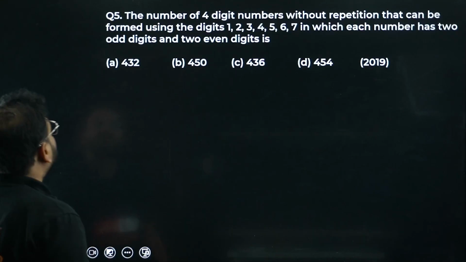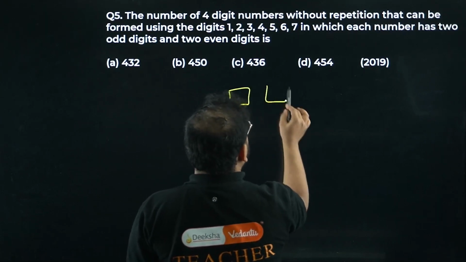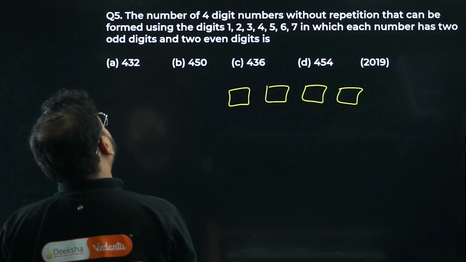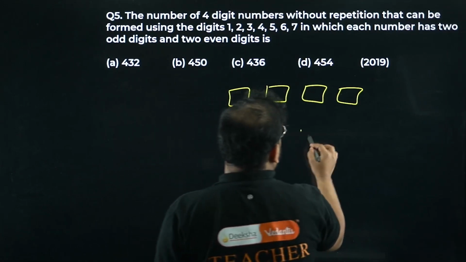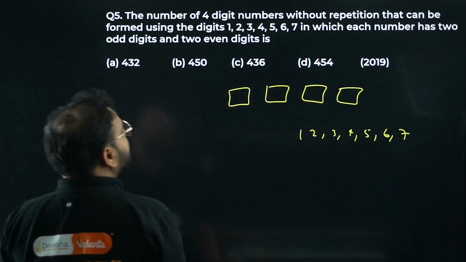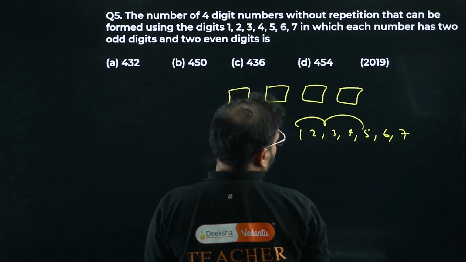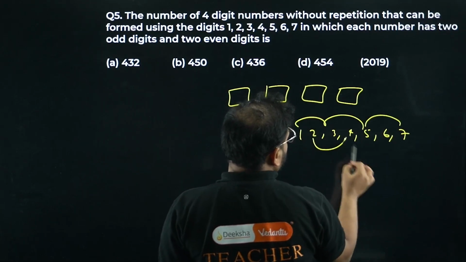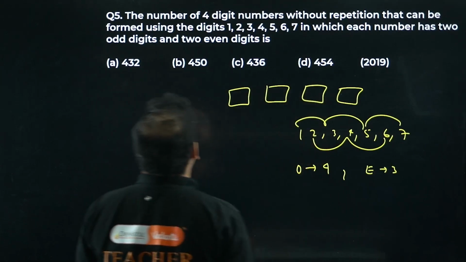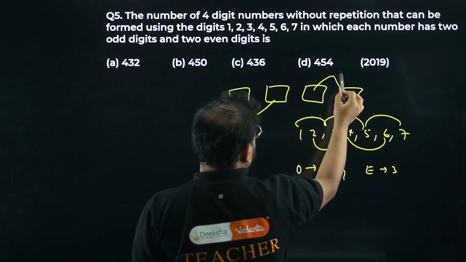Fifth question now. Please check. The number of 4-digit numbers, without repetition, that can be formed using the digits 1, 2, 3, 4, 5, 6, 7, in which each number has 2 odd and 2 even digits. So odd is 4, even is 3. Basically they're saying that if this is odd, this is even, like that.